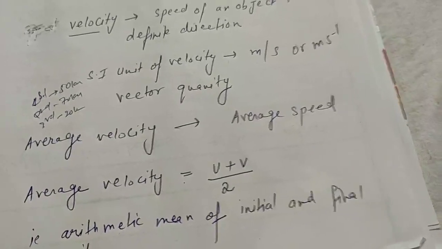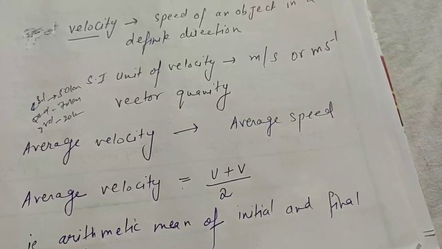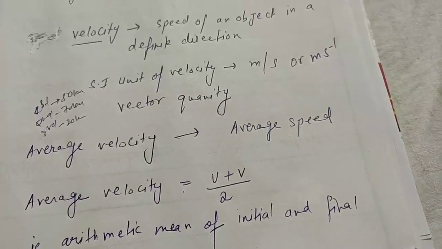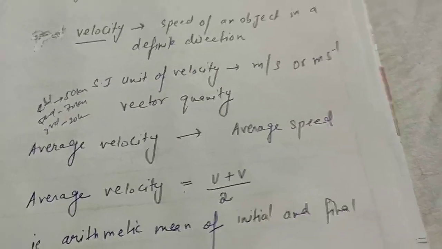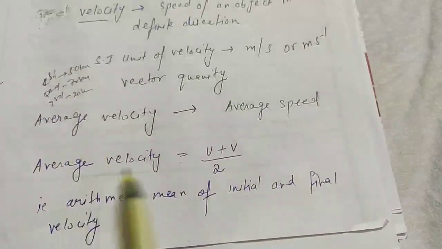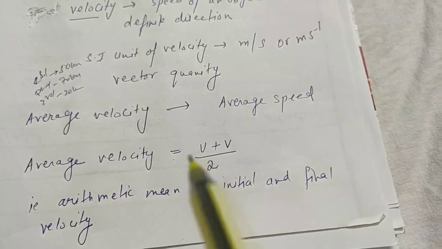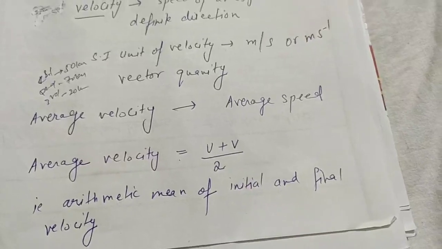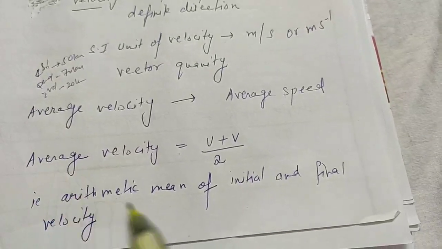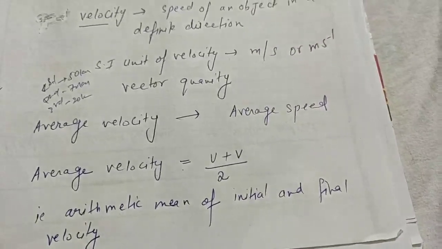But there might be a case when the speed or the velocity of an object is increasing by an equal amount. Suppose in the first second it covers 5 meter, in the second second it covers 10 meter, then in the third it covers 15 meter. In that case, how will we calculate the average velocity? We'll add the first-second velocity, that is your initial velocity, and the final velocity, and divide that by 2. So we'll get an arithmetic mean of the initial and the final velocity. Clear? Now we'll move on to the next topic.